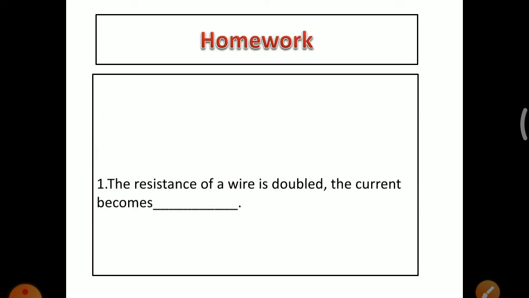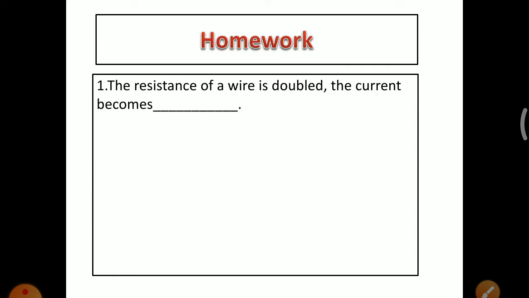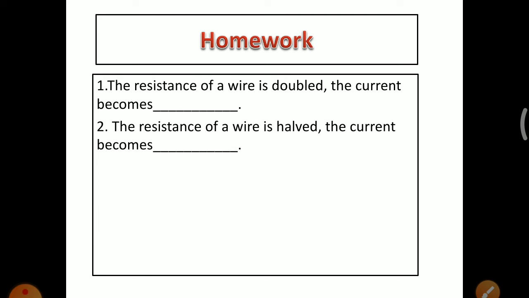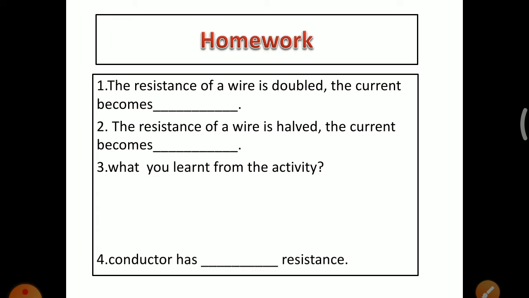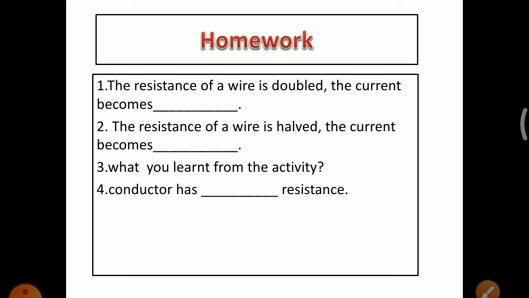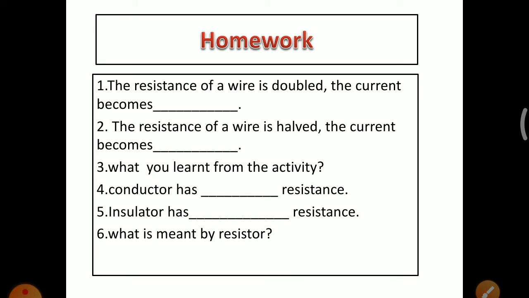The homework questions. First question: the resistance of a wire is doubled, the current becomes dash. The second question: the resistance of a wire is halved, the current becomes dash. The third question: what you learned from the activity. The fourth question: conductor has dash resistance. The fifth question: insulator has dash resistance. The sixth question: what is meant by resistor? The seventh question: what is meant by rheostat?